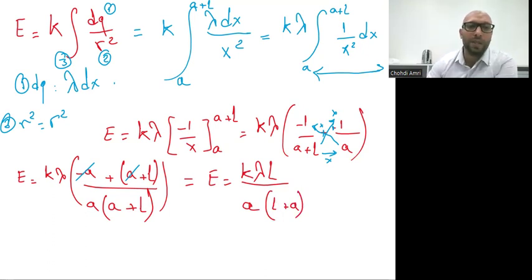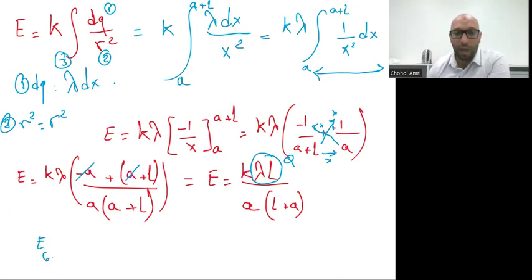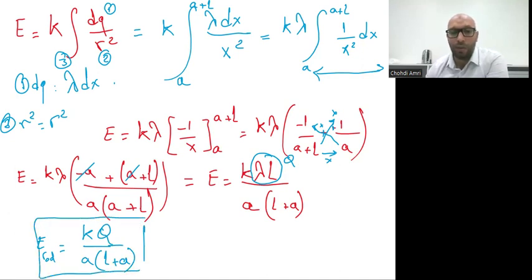Now we are almost done. What do you think about this quantity? K lambda L, we said, is KQ, because Q is the charge density multiplied by the length of the rod. So the electric field produced by our rod is equal to KQ over A times L plus A. And we are done with the expression of the electric field produced by this configuration.